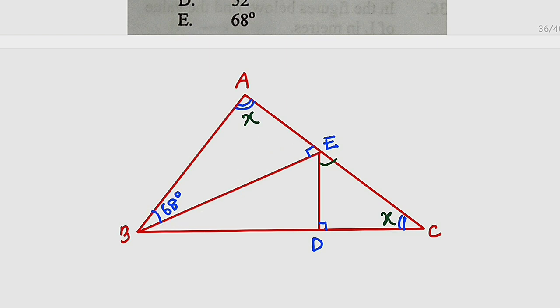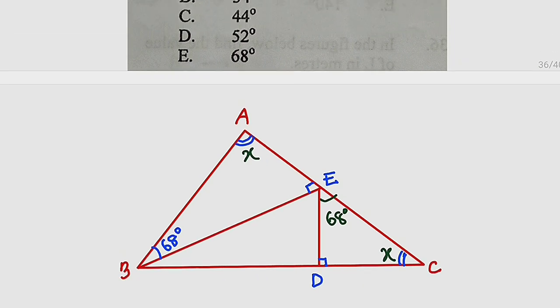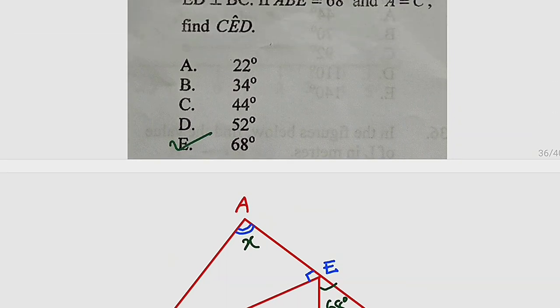So just observe something. We have angle X here, we have angle 90, we have angle X, we have angle 90, which means that this missing angle must be 68. Oh, so the two triangles are congruent to each other. So this is 68. We don't have to calculate for anything, unless you wish to do that. So it is 68, which is option E.